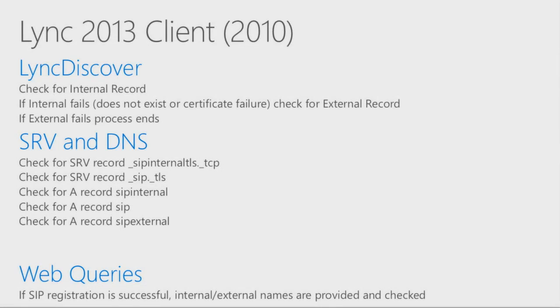Now, depending on the client, that internal failure could be a certificate failure. You don't trust the root of the certificate of your internal, and so, well, we actually can't do a query because we don't have secure communications. Lync's all about security, so if we don't have a secure end-to-end, we just kind of dump it. However, we can then go and push on to the external record, again, depending on the client.